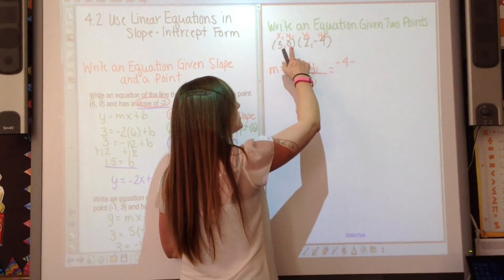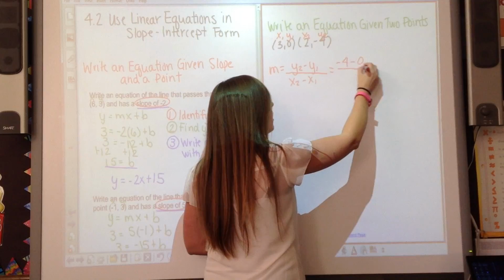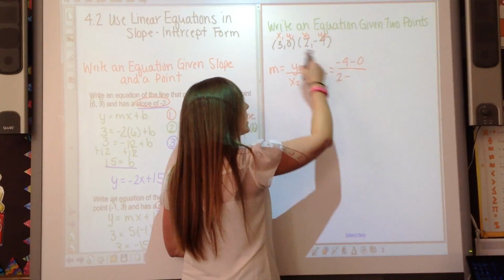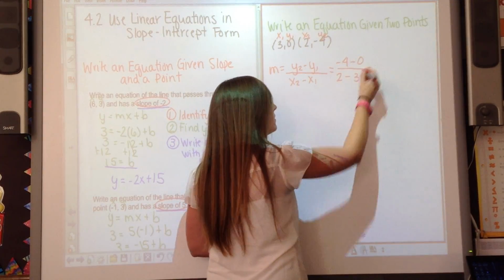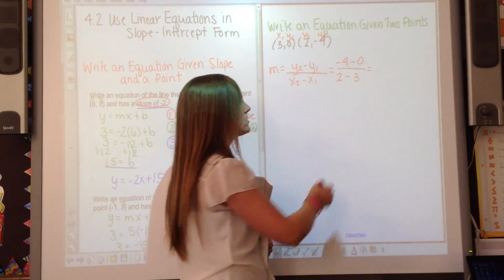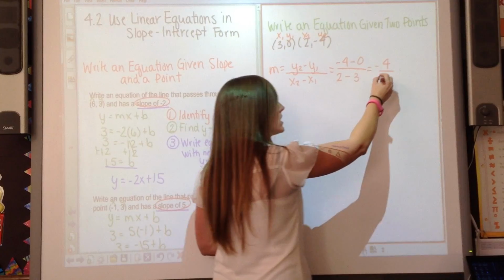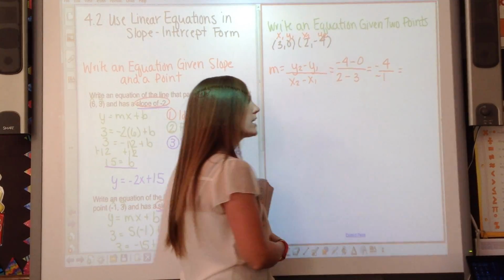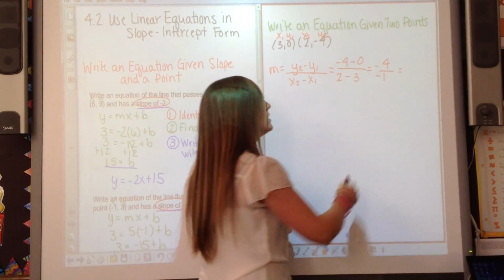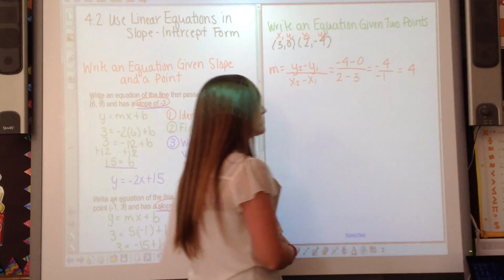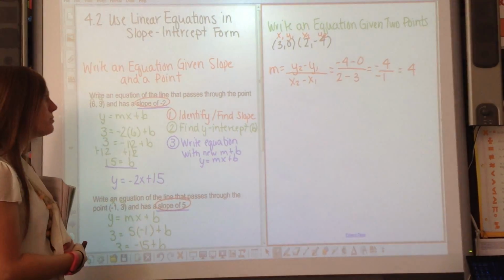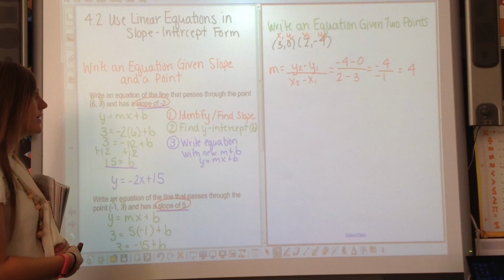y2 minus y1 all over x2 minus x1. -4 minus 0 is -4. 2 minus 1 is -1. And simplified, -4 divided by -1 is +4. I have my slope. Next, I need to find my y-intercept.